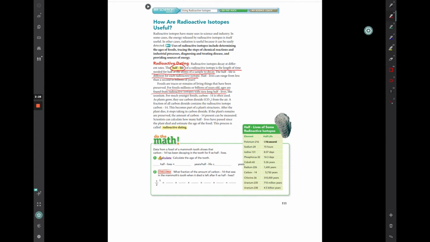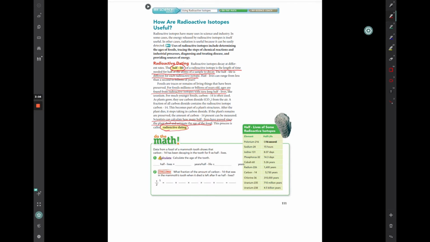For younger fossils, they use carbon-14. So what happens is that plants take in the carbon dioxide, and that carbon remains in the plant, but after the plant dies, it stops taking in carbon. As soon as it dies, the carbon begins to break down at a specific rate that is its half-life, and then scientists are able to calculate how many half-lives have passed since the plant died and estimate the age of the fossil. This process is called radioactive dating.